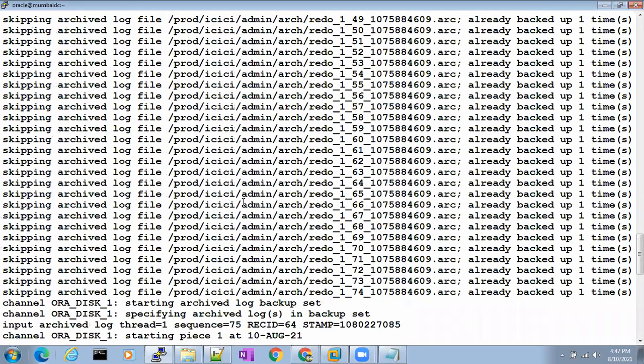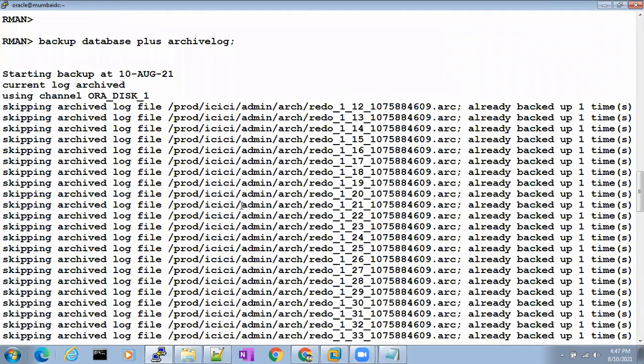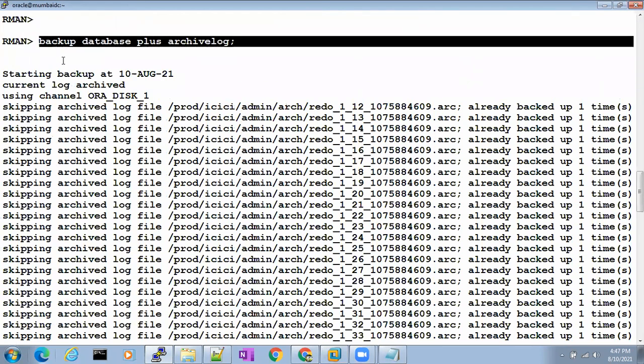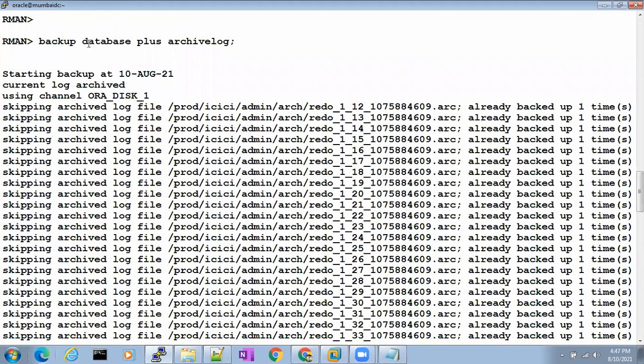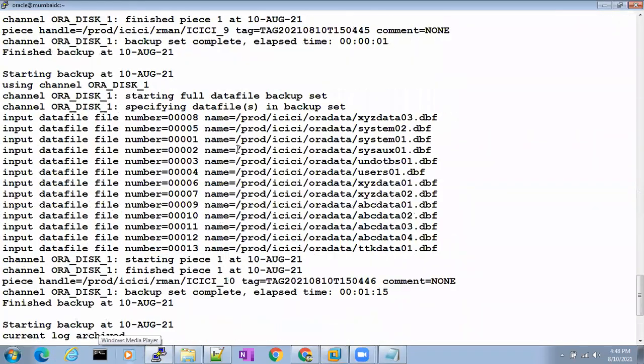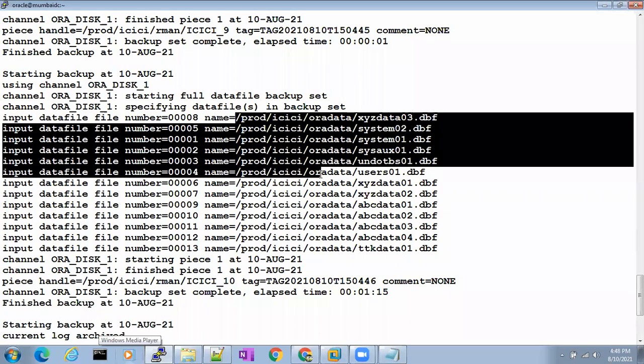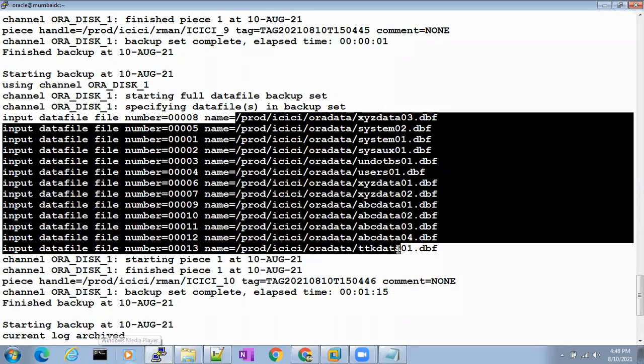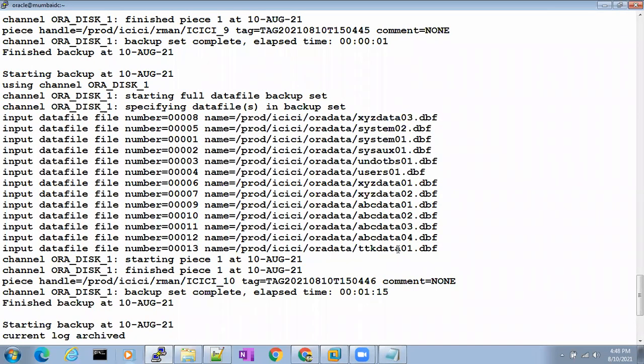First of all, did everyone understand my question? I have given a command called backup database plus archive log, which means RMAN has to take the database backup plus the archive log backup also. But it is skipping the archive log backup, and it has only taken the data files backup.